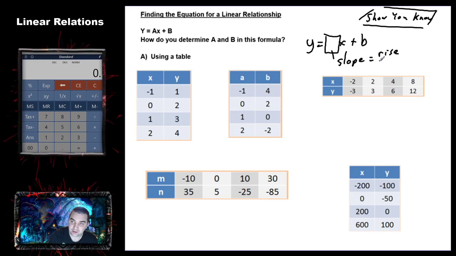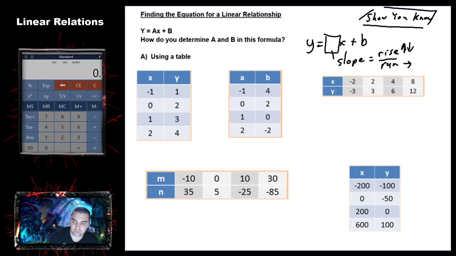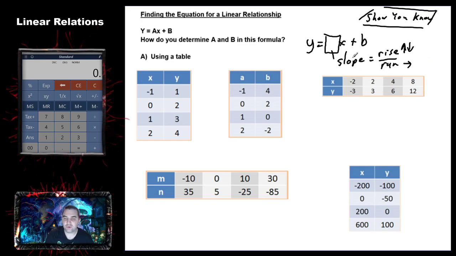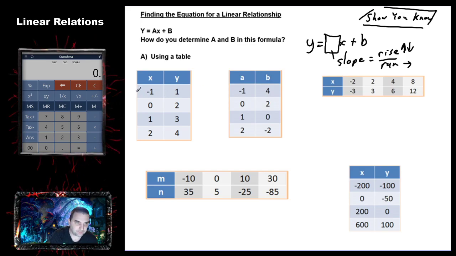Slope is rise over run. It's talking about how much something goes up or down based on a step to the right, or a couple steps to the right, or whatever. So we can figure that out. We can figure out the slope, the m, the a. We can figure that out just by looking at the steps between points. So here's an example here.